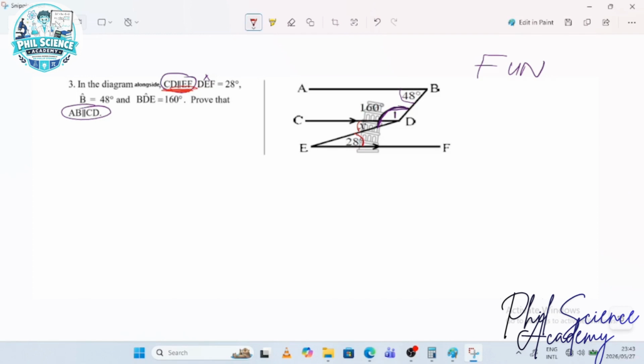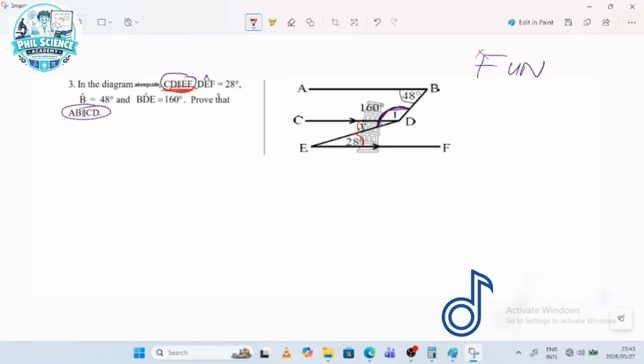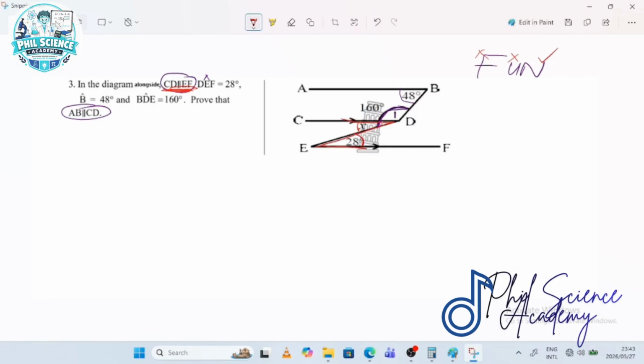So what do we see here? We can see that F is not there. We cannot see F. And then we can also see that co-interior angles are not here, so there is no U, but we can see a Z. A Z is being formed here. Just follow the parallel lines. We can see that X will be equals to what? 28 degrees. So X here is equals to 28 degrees.